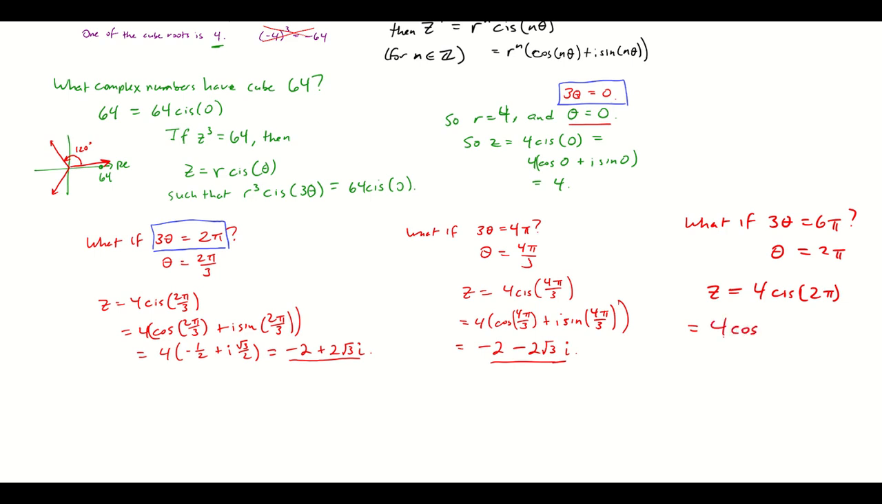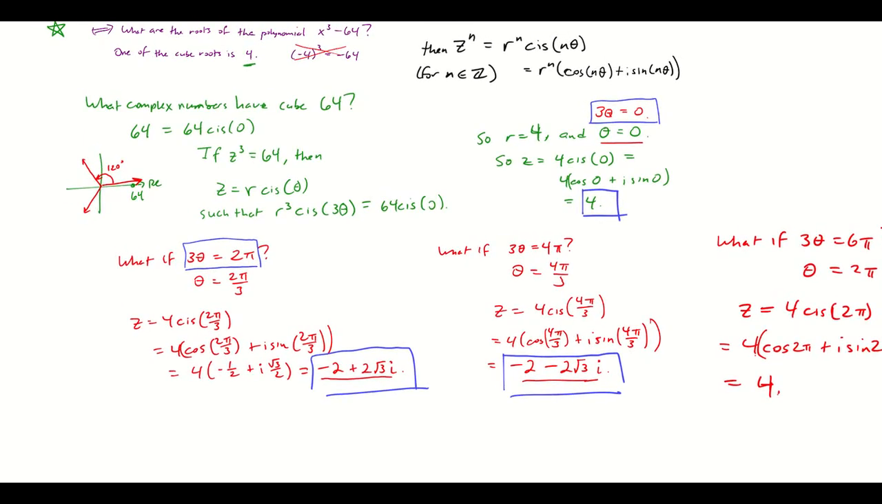So 4 cosine of 2 pi plus i sine of 2 pi, and again, cosine of 2 pi is 1, sine of 2 pi is 0, so now we're back on 4, which is a cube root that we already had. So at this point, taking additional multiples of 2 pi doesn't reveal anything new. We just have the 3 complex cube roots: 4, which we found the first time, negative 2 plus 2 root 3i, and negative 2 minus 2 root 3i. There are 3 of them, and you'll notice that they are equally spaced around the origin in the complex plane.